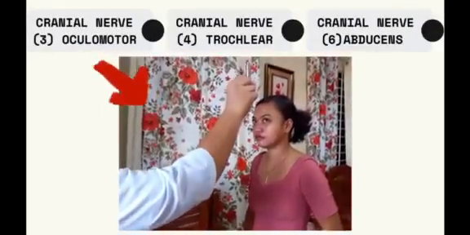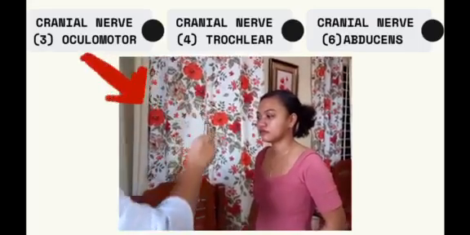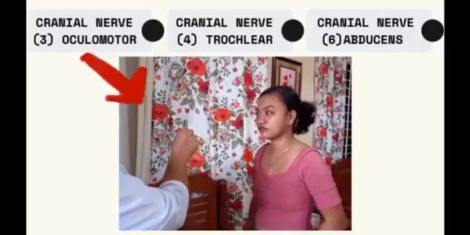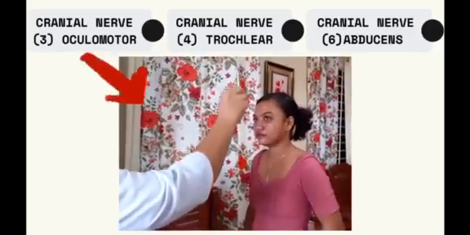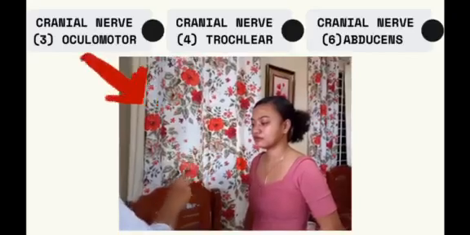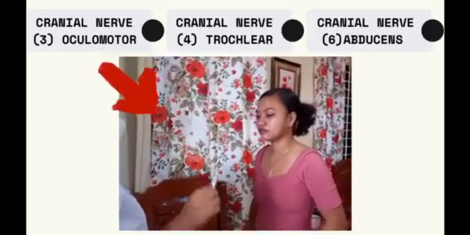And now, let's proceed to cranial nerve 3, which is the oculomotor. I hold the light pen about 30 to 40 inches away from the patient, and I let the patient keep her head still and don't move and just use her eyes to watch where I move the pen.